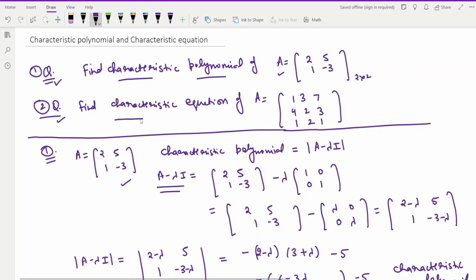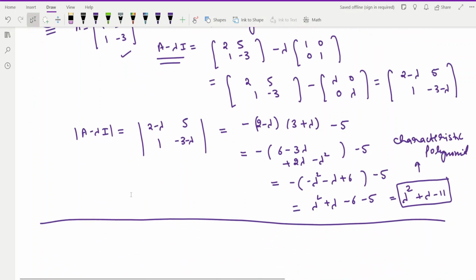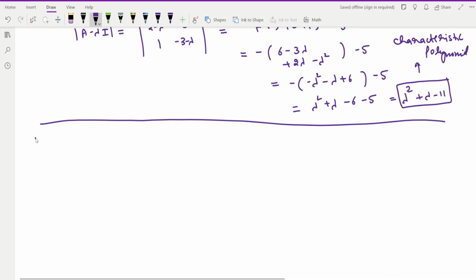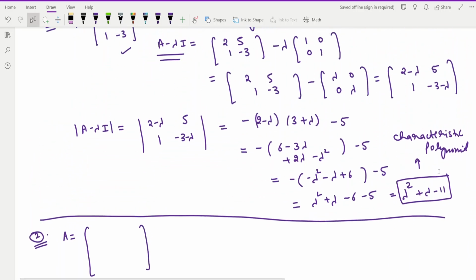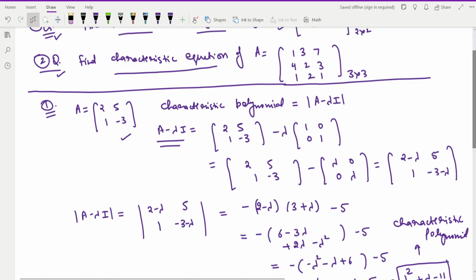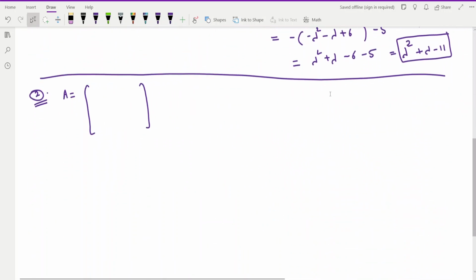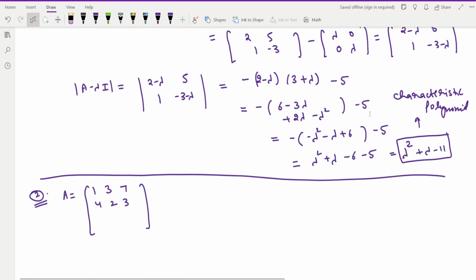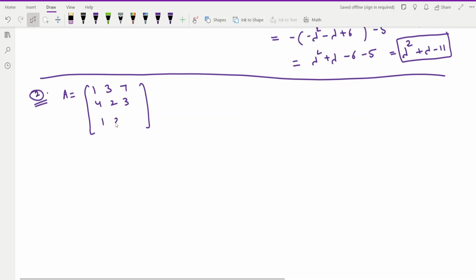In the second question, we have to find the characteristic equation, but here the matrix is of order 3 by 3. So I will write this matrix A separately. Starting the second question, what is the matrix A? I will rewrite it here. Capital A matrix is 1, 3, 7, then 4, 2, 3, and the third row is 1, 2, and 1.